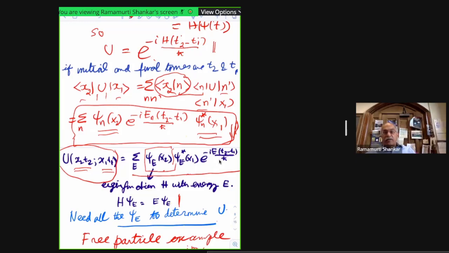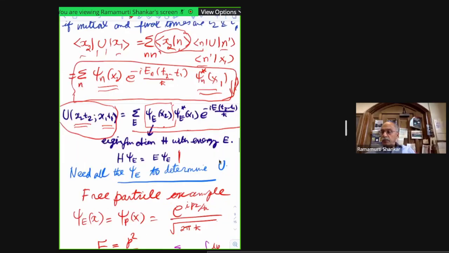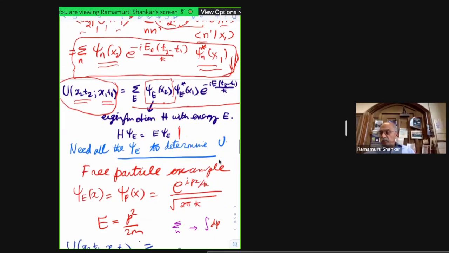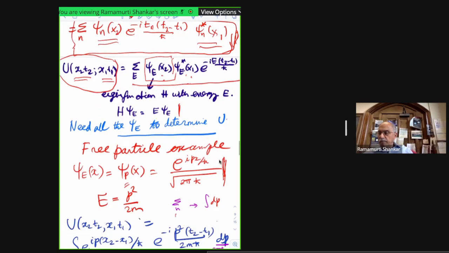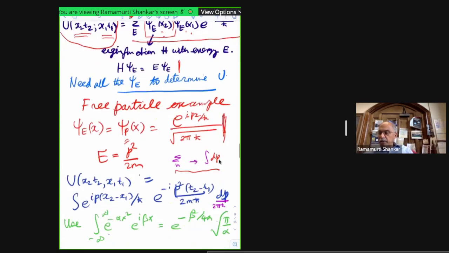Take the case where it's a free particle. For the free particle, the eigenstates are labeled by momentum. States of momentum are also states of energy. The energy is just p squared over 2m, where p is the momentum. And the wave function is this. So we have the ingredients: the two wave functions you need are just exponentials of ipx over h bar. The sum over states is replaced by an integral over p. So for the propagator, you must do this p integral.